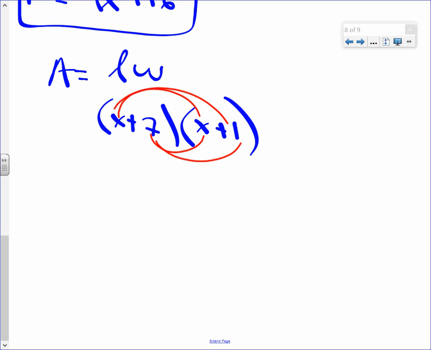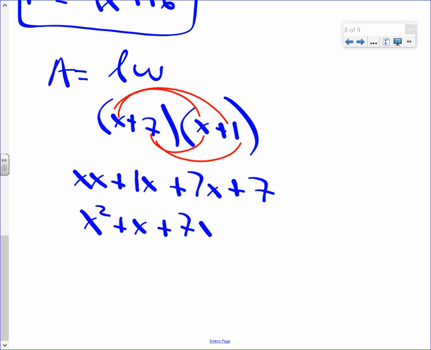x times x is really this. Look at x times x. Plus x times 1 is just 1x, right? Plus 7 times x is 7x. Plus 7 times 1 is 7. What is x times x though? Square. Thank you. x to the second power. Plus x. Plus 7x. Plus 7.